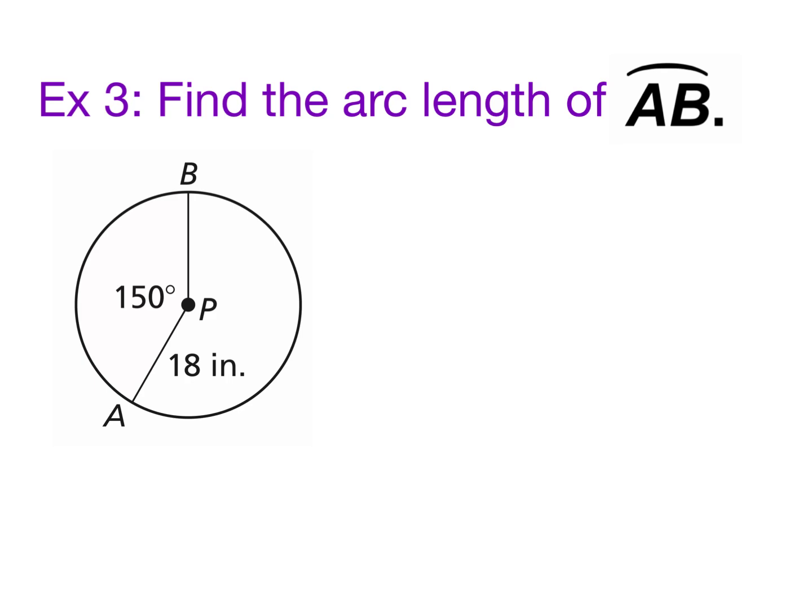So I'm looking for this arc right here from A to B. So you can put an X there, just because that's what I'm looking for. It says find the arc length. I'm looking for that distance from A to B along that edge of that circle there. And what I'm going to use is the proportion. So I'm going to write it out, arc length.